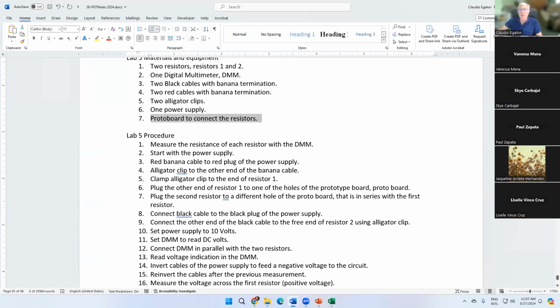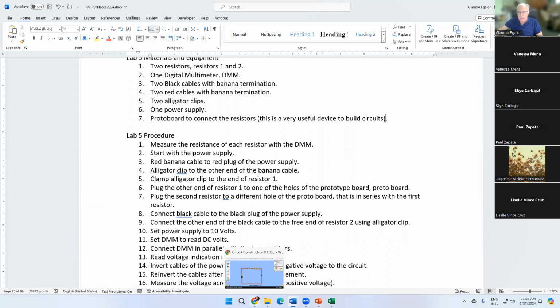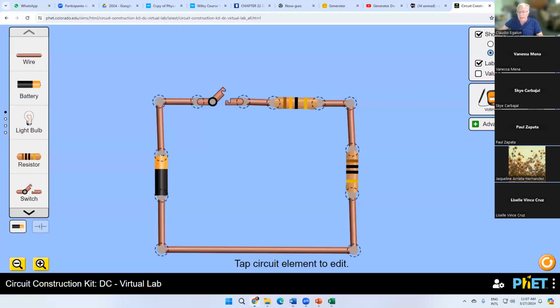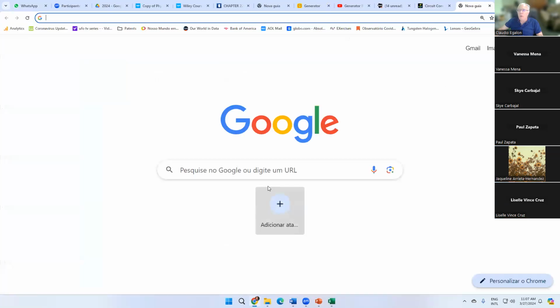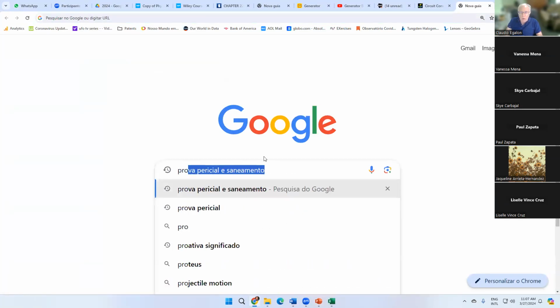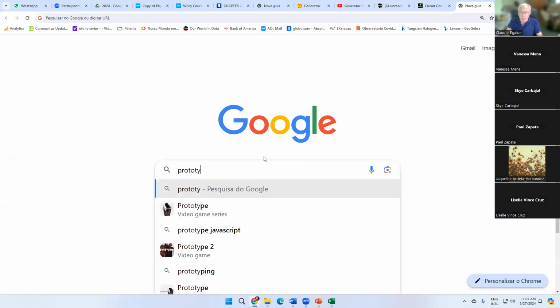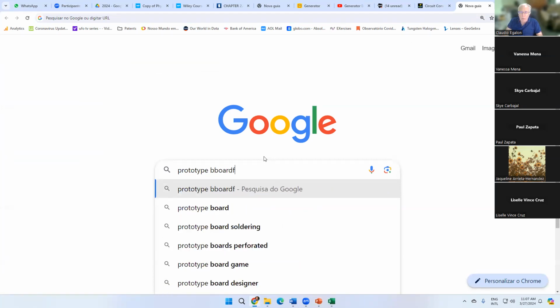So let's take a look at the proto board, how it looks. This is a very useful device to build circuits. This is mass manufactured. They sell for peanuts out there, okay? Let's take a look. Proto board. Proto board means prototype board.